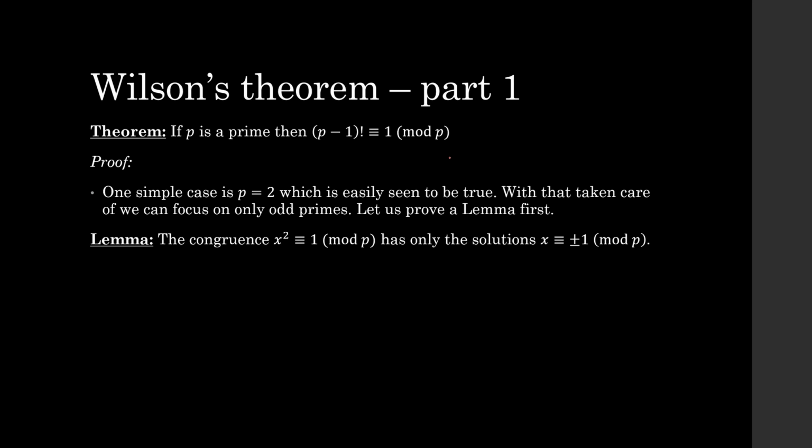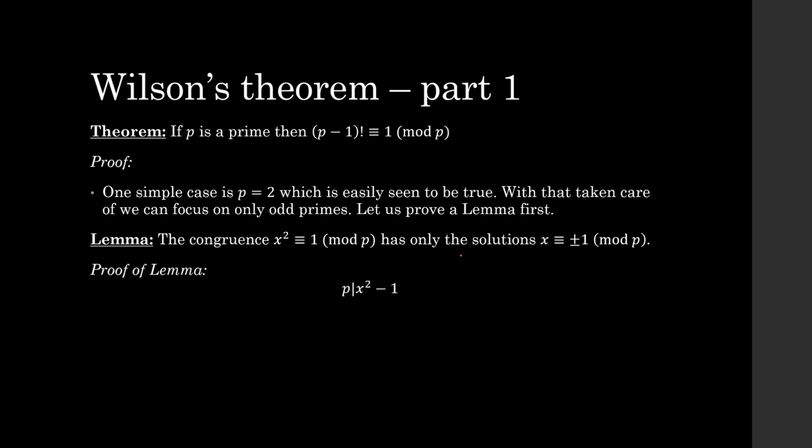And we're going to say that the congruence x squared congruent to 1 mod p only has the solution x is congruent to 1 or x is congruent to minus 1. So it says x is congruent to plus minus 1 in one statement here, just to make it shorter. But that's really two statements. It's either x is congruent to 1 or x is congruent to minus 1 mod p. So let's look at the proof of that.